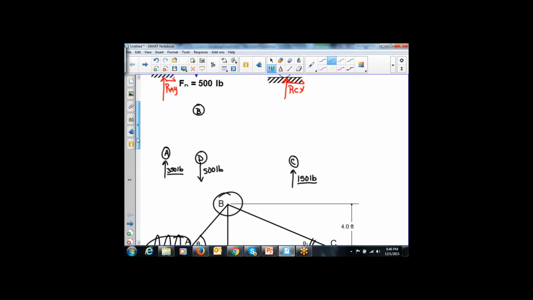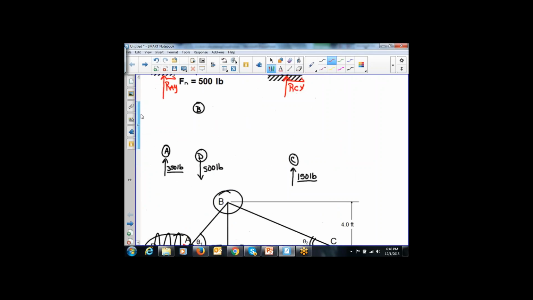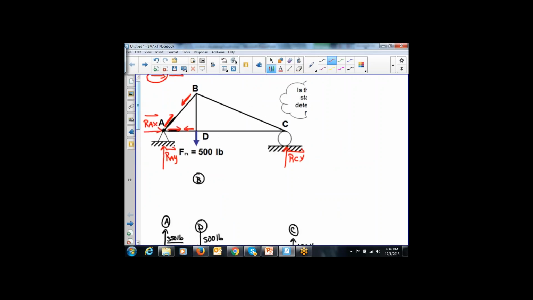And that is so hard for the kids, because as soon as I say tension, they want to say, oh, that means it's pulling out. The joints are pulling out. Not the case. So let's see what we've got. We are going to have to account for this AB.